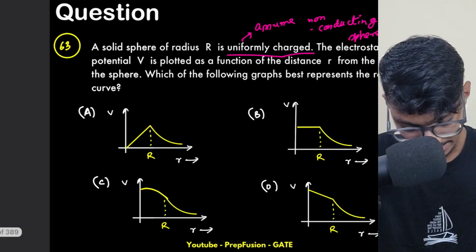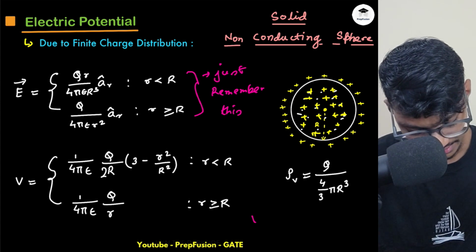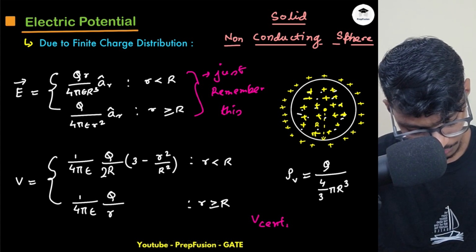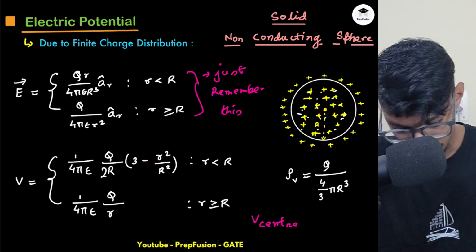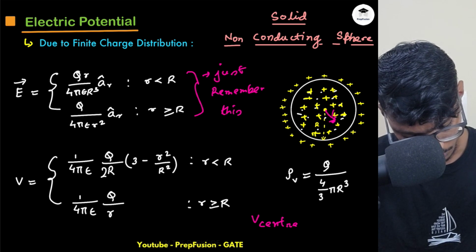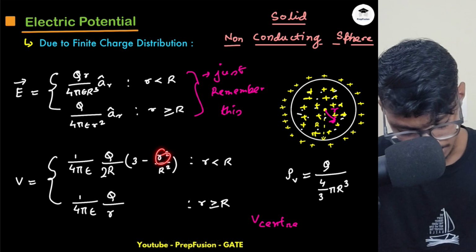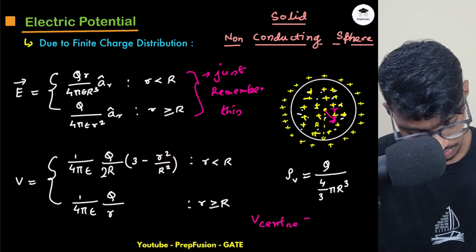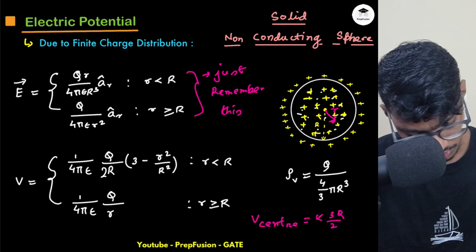What I can tell is, if I observe V at the center, what is the potential at the center of the sphere? That is when r is 0. This point P is at distance r, the smaller r. When I am at the center, this becomes K into 3 by 2 Q by R.